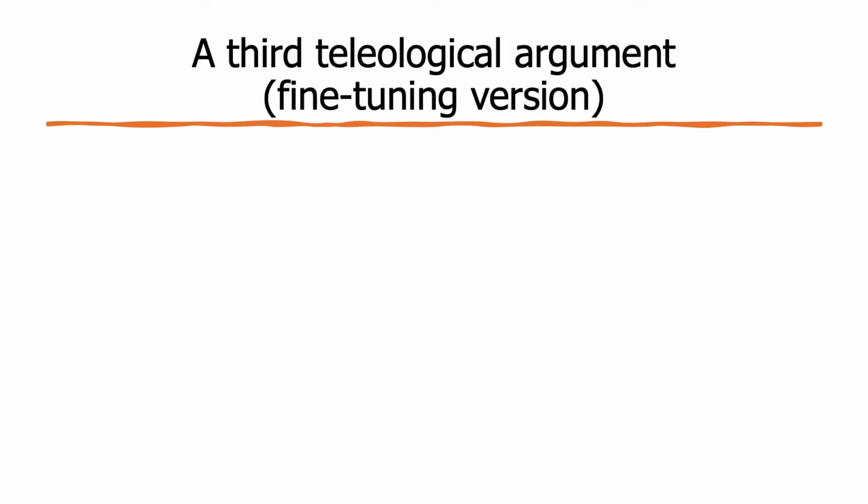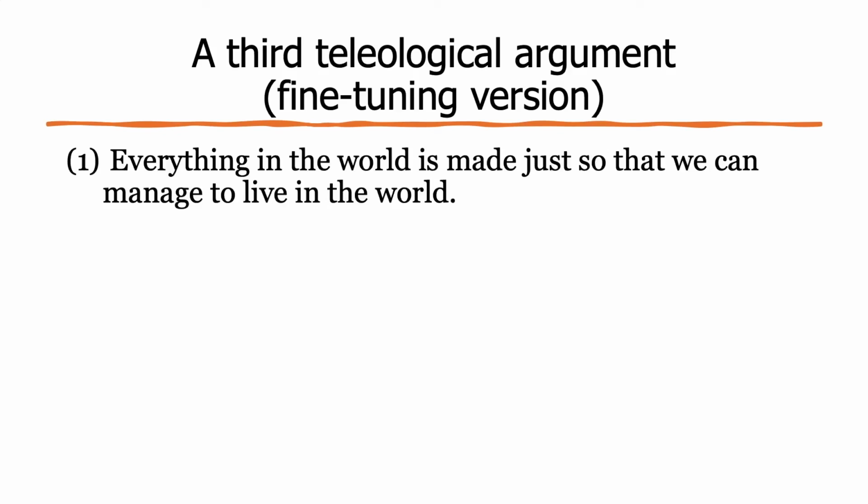Now, we're also going to look at a third version of the teleological argument when we look at Russell's objections in the next assignment. I'm going to call this the fine-tuning version. Now, I'm just going to quickly go through the premises, and we'll talk about this version of the argument in more depth when we get to that assignment, but I just want to implant it in your brain right now.